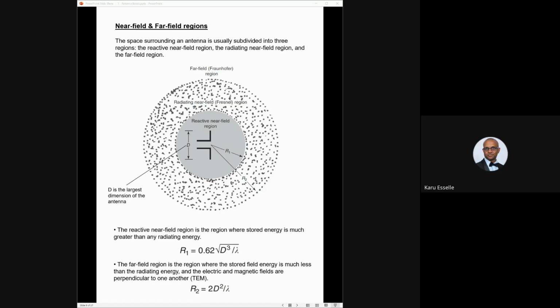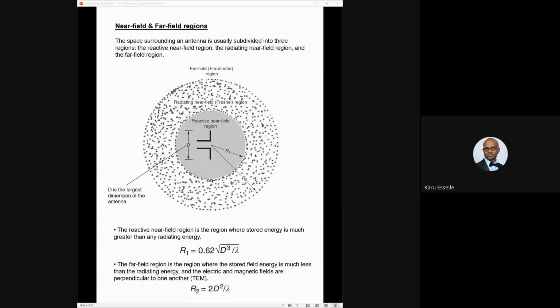And there is a gray zone called the radiating near field, the Fresnel region, that is sort of in between. Sometimes we can approximate far field conditions, but after the far field region, or the so-called Fraunhofer region, they can approximate the field as a transverse electromagnetic field, TEM.